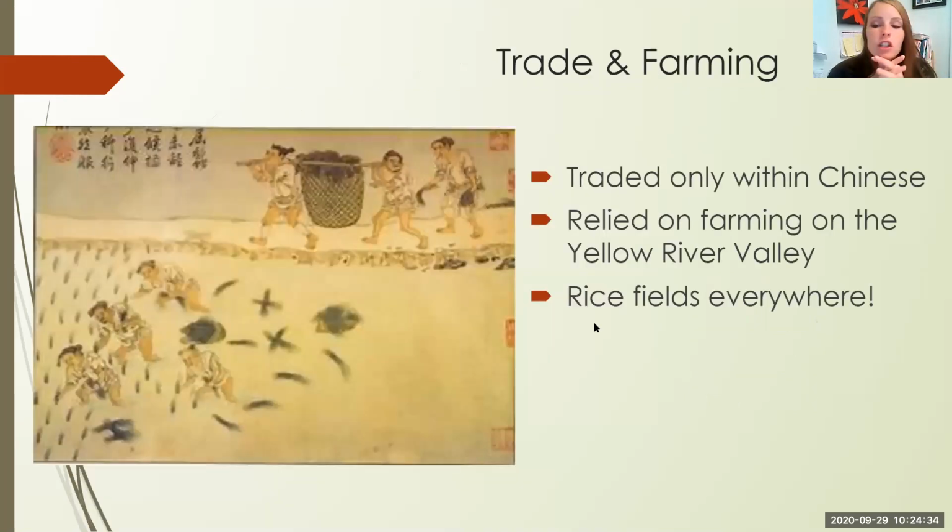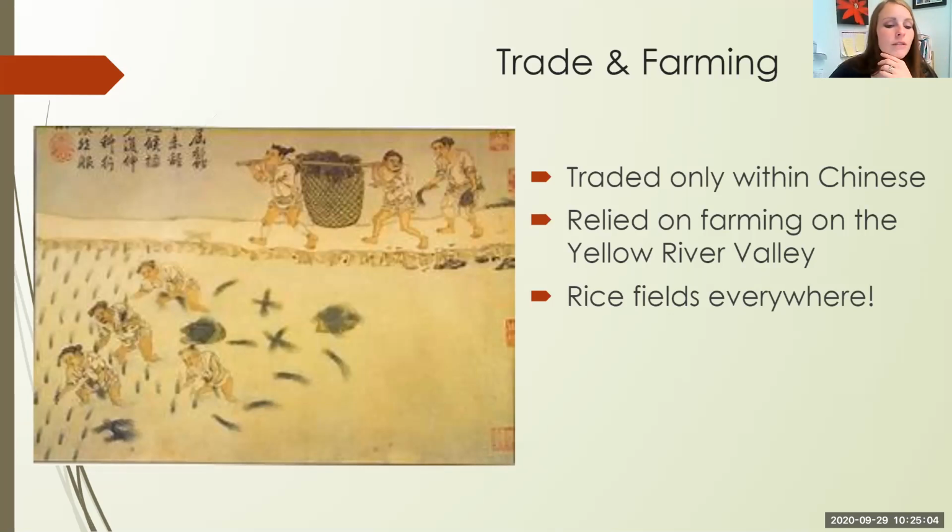Trade and farming for the Chinese. They relied mostly on farming, so they're mostly farmers, but they did trade only within their own people. They didn't trade with other people. Rice was their major thing. They had rice fields everywhere. Even today, rice is a major staple in China. And that's just because it's the perfect type of geography, the perfect climate there to produce rice.